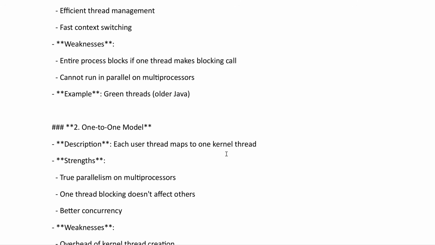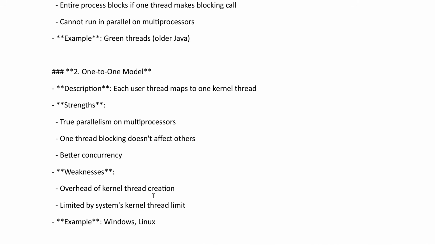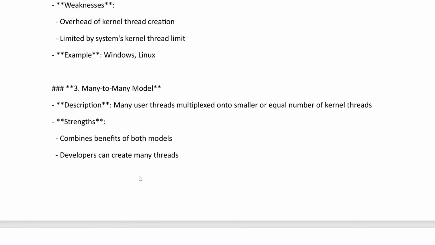Second model is the one-to-one model, where each user thread is mapped to one kernel thread. Strengths of the one-to-one model are true parallelism on multiprocessors. One thread blocking does not affect others. It results in better concurrency. Weaknesses are the overhead of kernel thread creation and being limited by the system's kernel thread limit. Examples are Windows and Linux.